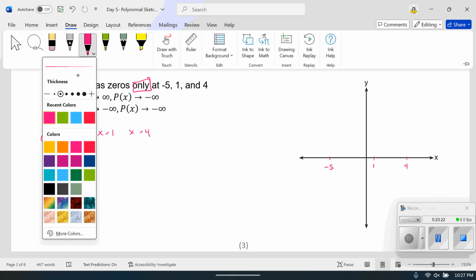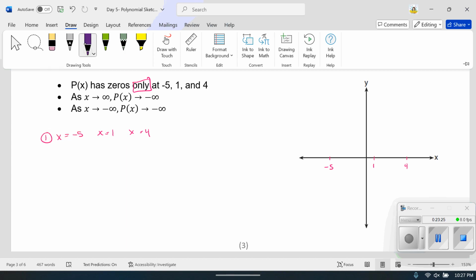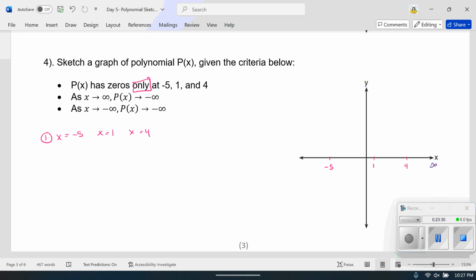Figuring out what's happening here, I'm going to go with purple. As x goes to infinity, infinity is on the right-hand side. So this is saying, as you go to the right, p of x, the function, goes to negative infinity. Negative infinity is down. So on the right, you should be heading downwards. As x goes to negative infinity, negative values are on the left. So as you go to the left, p of x goes to negative infinity. So the function goes down.